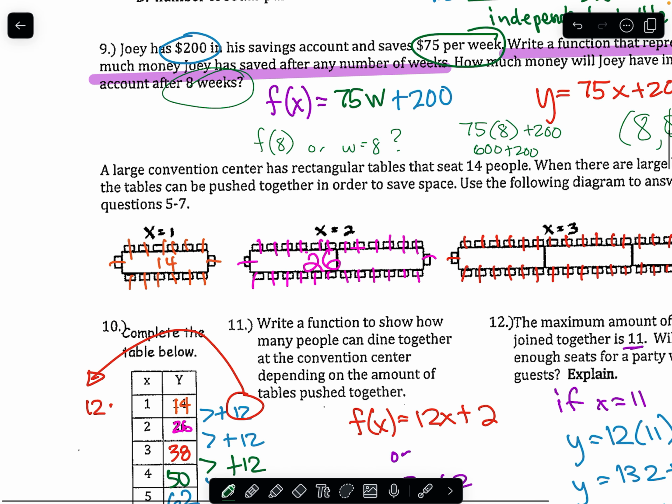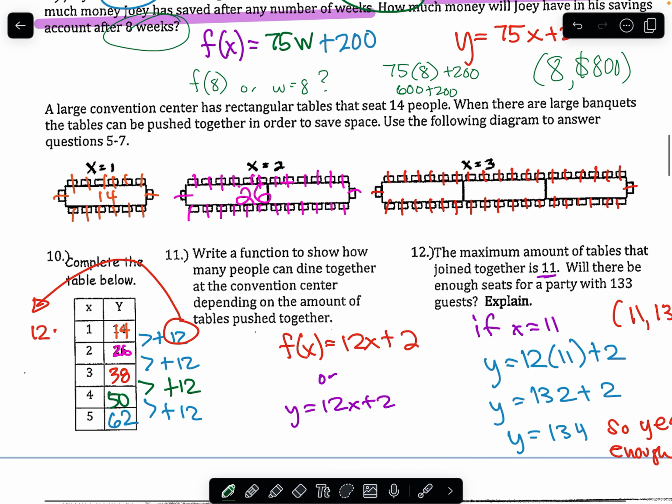All right, number 10. All of 10, 11, and 12 are represented in this question and in this visual representation. Now, the graph tells us that this is 14 and 26, but you could count this out and find that for one table, you have 14 seats, for 2 tables pushed together, you have 26 seats, and for 3 tables pushed together, you have 38. After that, you know that it's going up by 12 every time, so you can finish the table. 38 and 12 is 50. 50 and 12 is 62.